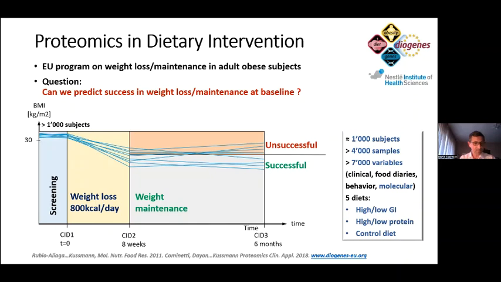And we measured blood plasma samples from those 500 subjects at 2 time points. And we applied the proteomic workflow that you have seen before. So we have about 1,000 subjects in total, 4,000 samples, about 7,000 variables. And then the weight maintenance phase considered 5 different diets, and they were differing in glycemic index, in protein content, and we had a control diet.